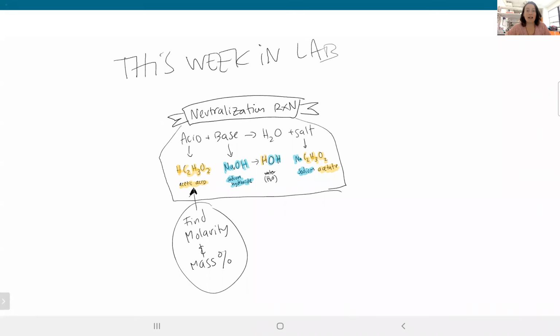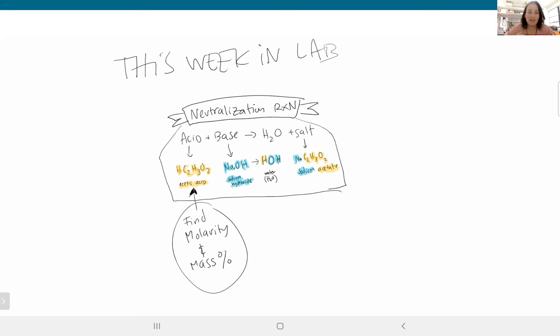This week in lab, you guys are going to be performing a neutralization reaction. That is where you react an acid with a base to make a neutral molecule of water, H2O, and a salt. Specifically, you're going to be reacting vinegar, whose active ingredient is acetic acid, with sodium hydroxide to form a water molecule and the salt sodium acetate.